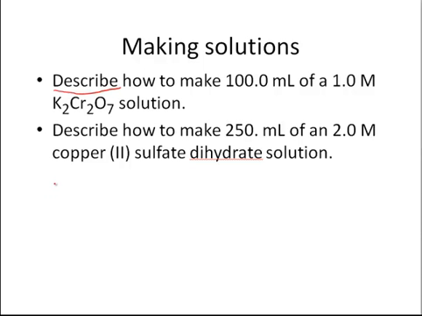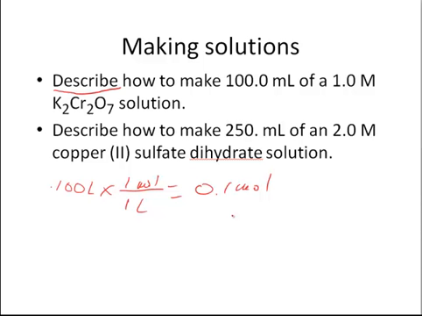So how many moles would I need? Well, I would need 0.100 liters, right, times 1 mole per 1 liter, and that equals 0.1 moles. So I need 0.1 moles of that beast right there.